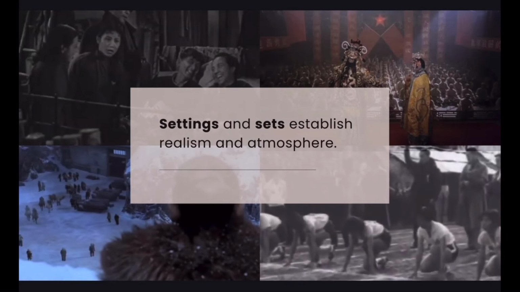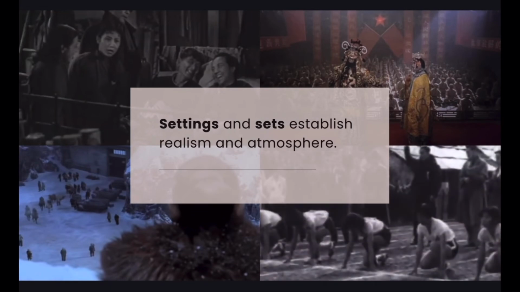Settings and sets establish realism and atmosphere. Most of the sets that we saw in the films were historical, particularly in Farewell My Concubine, Green Snake, and The Taking of Tiger Mountain. However, most of the black and white films would have been using sets accurate to the time during which they were filmed.